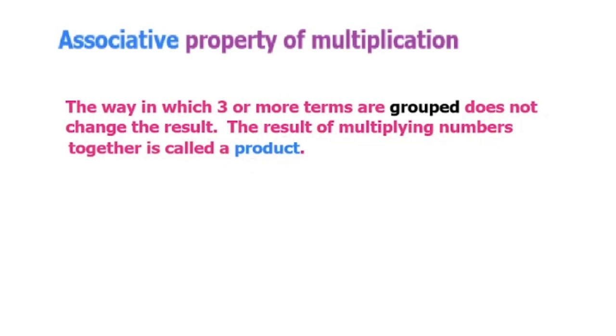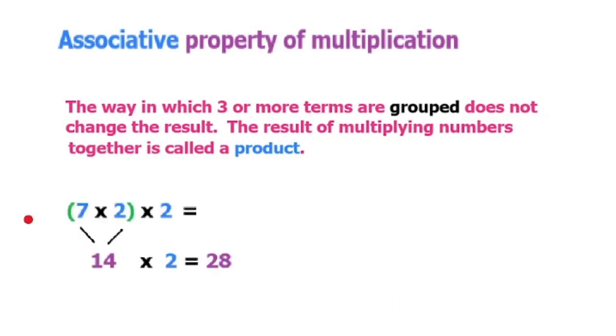Okay, so how does that look in terms of numbers? It'll look like this. So we have at least three terms here. So you could have more, but we're just going to look at these three. So we have brackets around this 7 times 2. So we do that operation first. 7 times 2 is 14. And then we finish off with the final multiplication times 2. So then 14 times 2 is equal to 28.